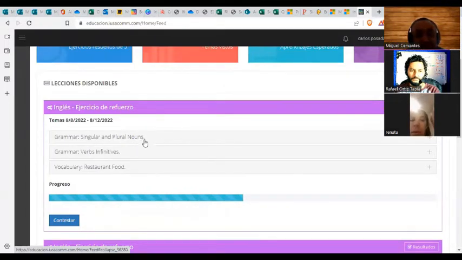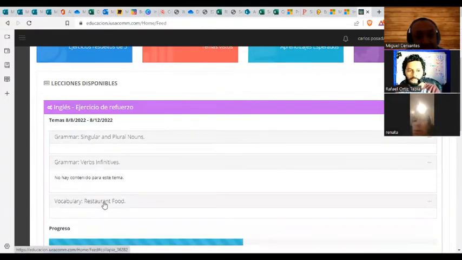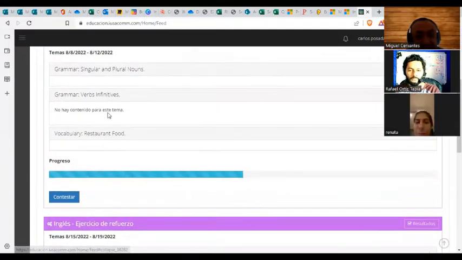Siempre, Nata, los temas van a ser después de que tomes la clase. Aquí en este caso, el singular y plural, verbos en infinitivo y comida de restaurante. Mira, si doy clic sobre el nombre del tema, se hace un poquito para abajo. ¿Qué quiere decir? Que aquí a veces vas a encontrar objetos de aprendizaje. Objetos de aprendizaje pueden ser recursos interactivos, audios, videos, para reforzar ese tema. En este caso no hay nada.